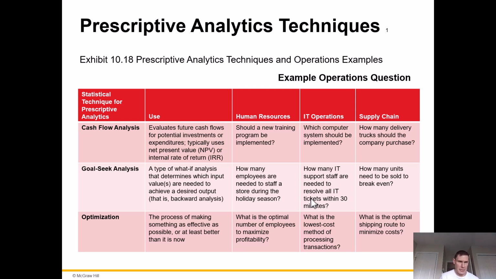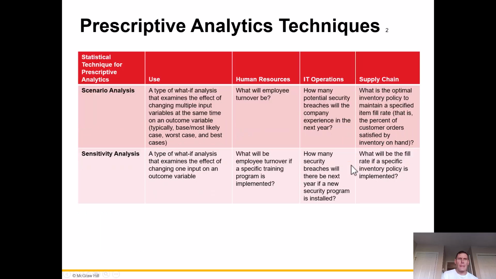If we just take a look at, say, cash flow analysis, this evaluates future cash flows for potential investments or expenditures. Typically uses NPV, net present value, or IRR, internal rate of return. So here, the application could be for human resources, should a new training program be implemented? For IT operations, which computer system should be implemented? And for supply chain, how many delivery trucks should the company purchase?